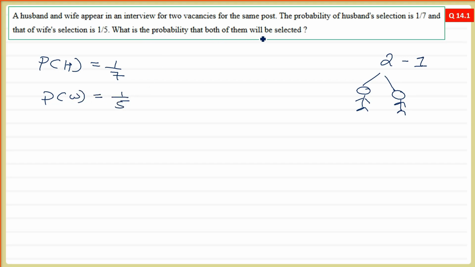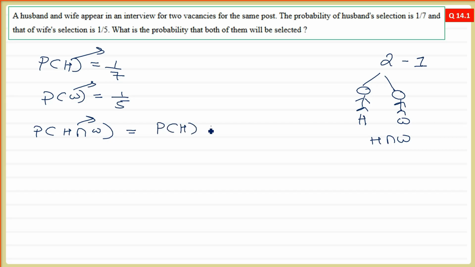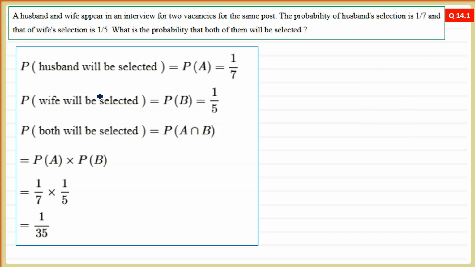So what is the probability that both of them will be selected? Both of them means husband and wife together, so H intersection W. Husband selected, wife selected, husband and wife selected. Because these are independent events, this will be P(H) multiplied by P(W). Since the probability is already given, just multiply 1 by 7 with 1 by 5, and this gives you 1 by 35.